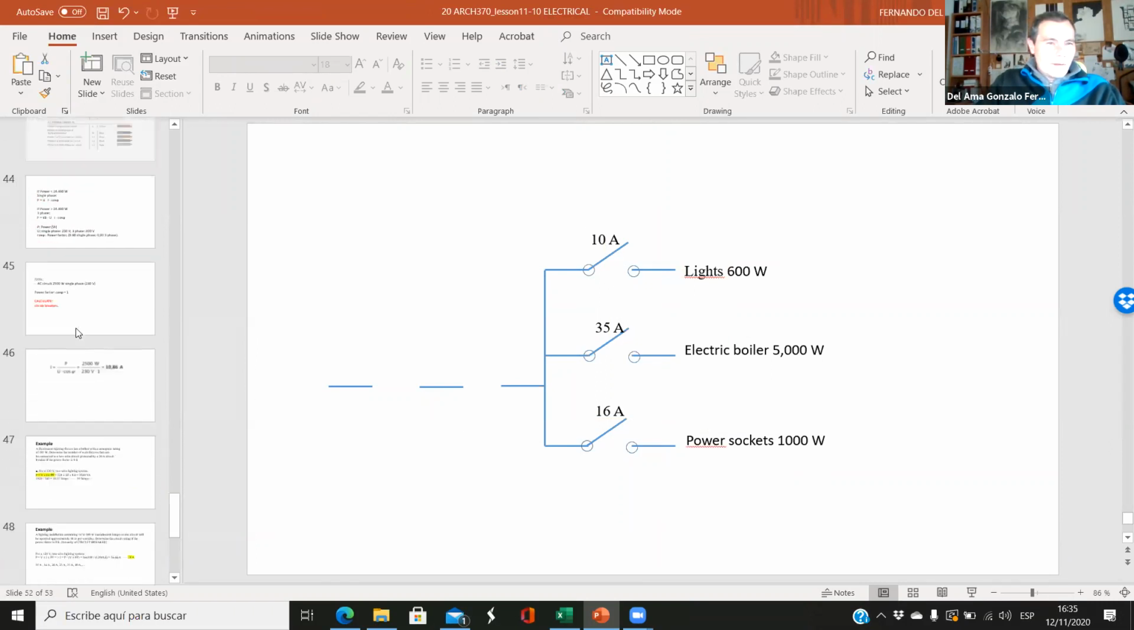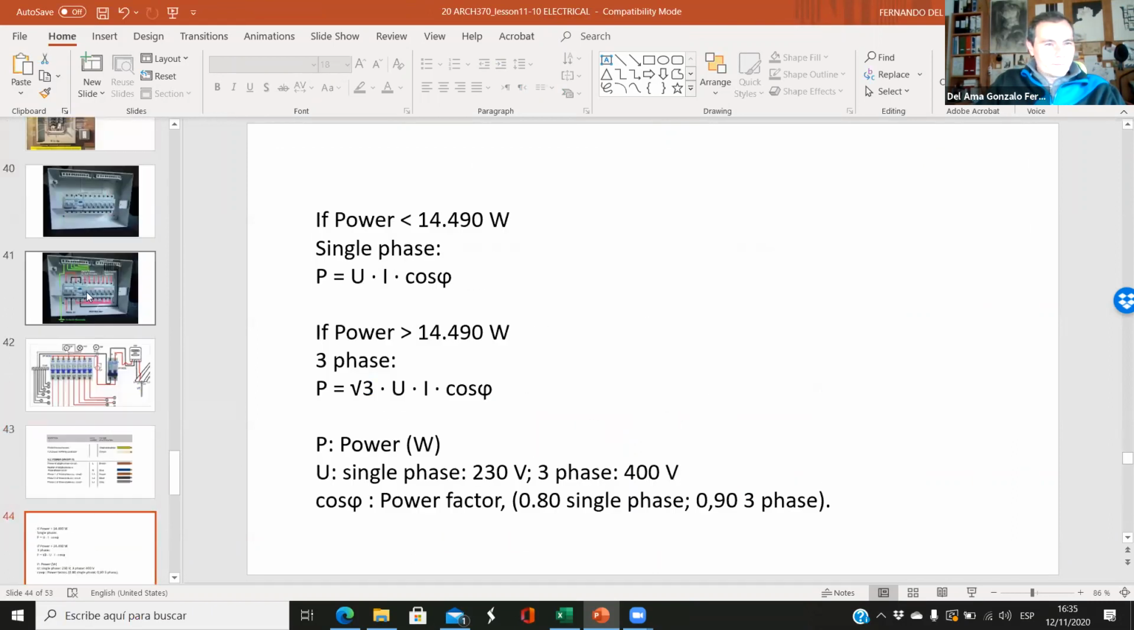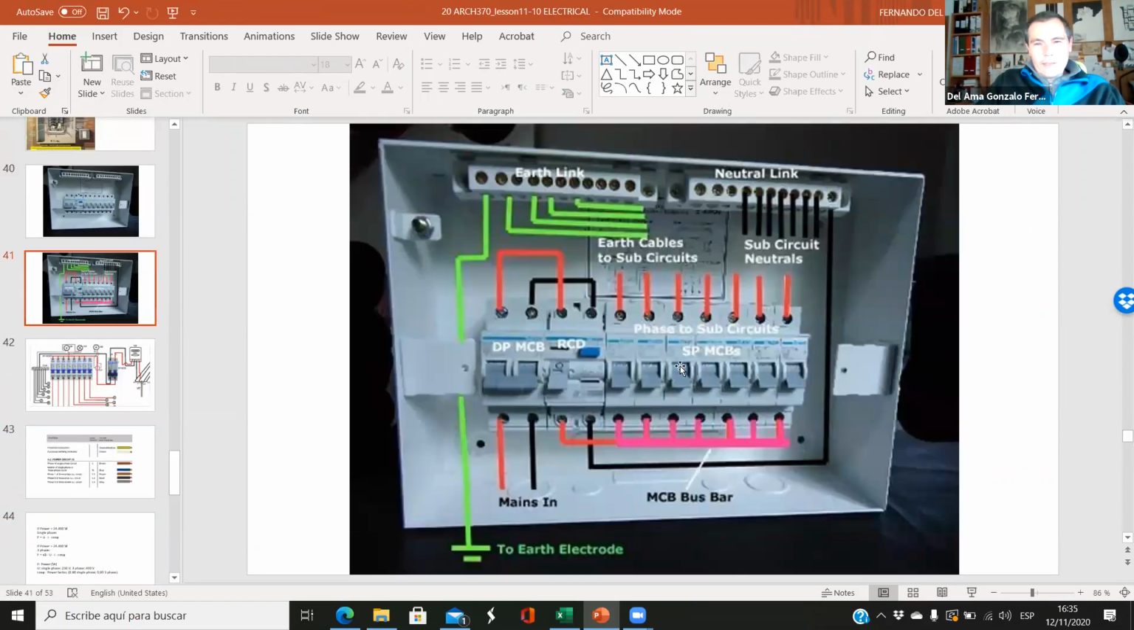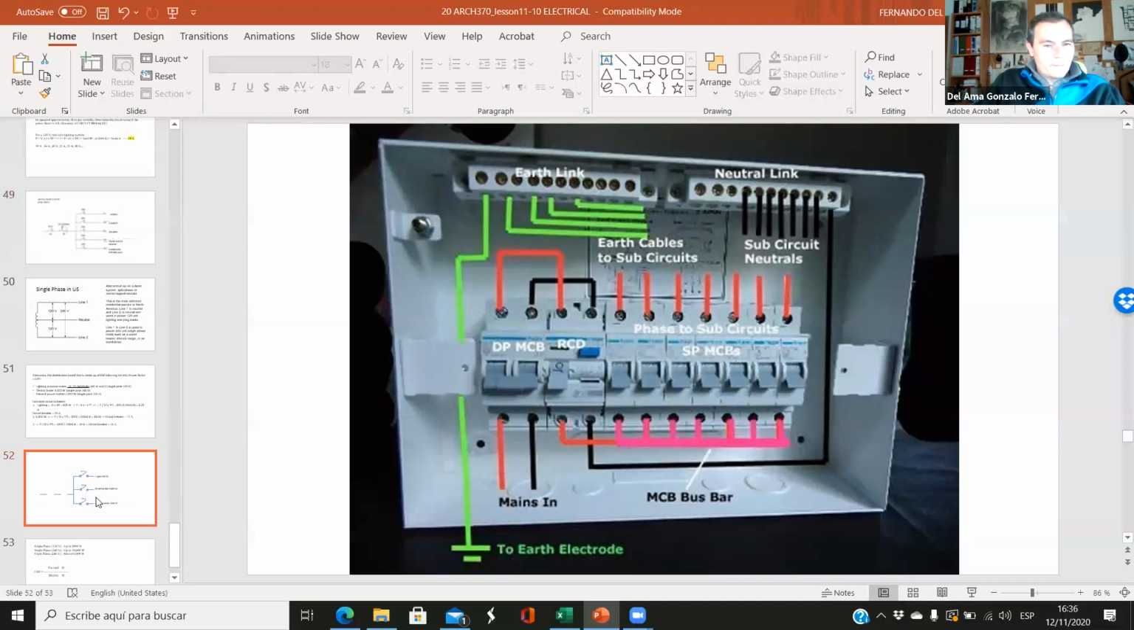And then you remember that we had three different elements. We have these miniature circuit breakers for each circuit. We have only three. Then we have the RCD, which is the differential circuit breaker, a protection against different intensities in the line and the neutral. And then we have the main switch, okay? So this is what we are representing here.